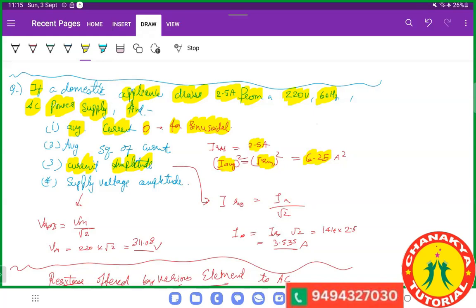Then the current amplitude, I naught value. How to find I naught? I RMS equals I naught by root 2. So I multiply this I RMS by root 2. Even yesterday I said, if it is not mentioned, we will consider that as the I RMS value. If nothing is mentioned about it being a peak value, it is the RMS value only, for current as well as voltage, both, until it is mentioned otherwise.